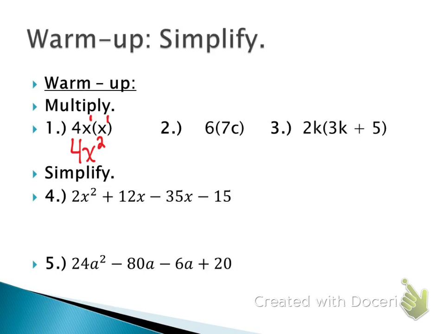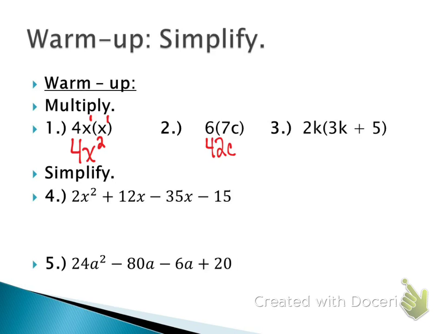On number 2, we are multiplying 6 times 7c. Need a new volunteer. Natalie? 42c. I agree with that. We just multiply the 6 times the 7. The c does not have any other c's to multiply with, so it just stays a c.